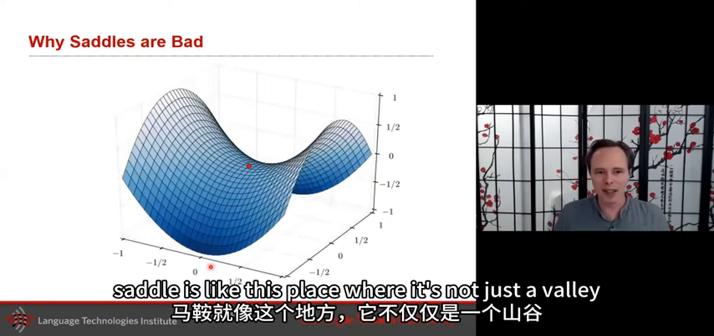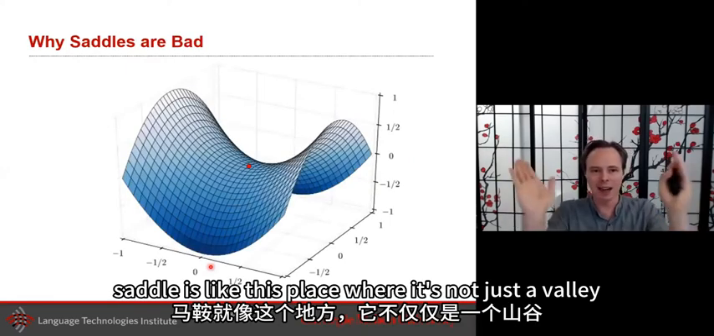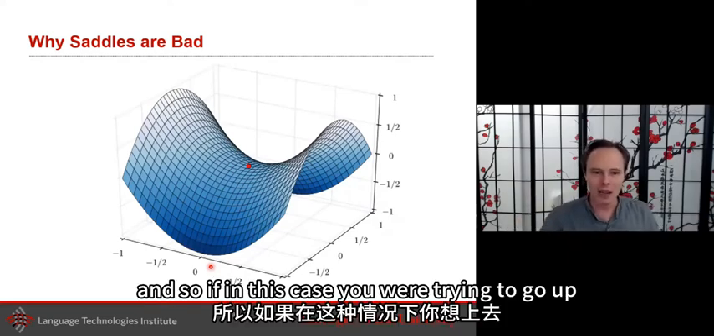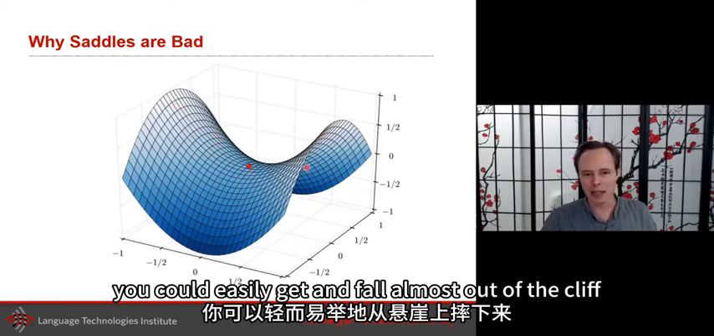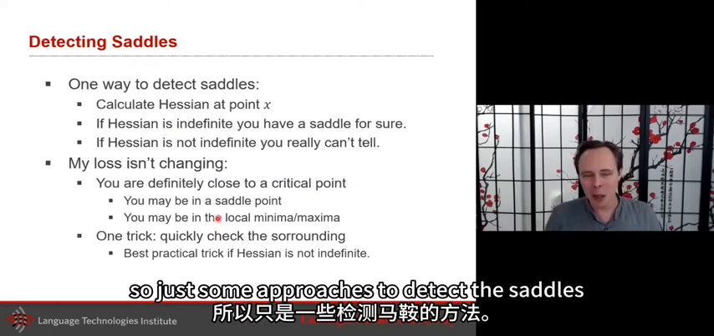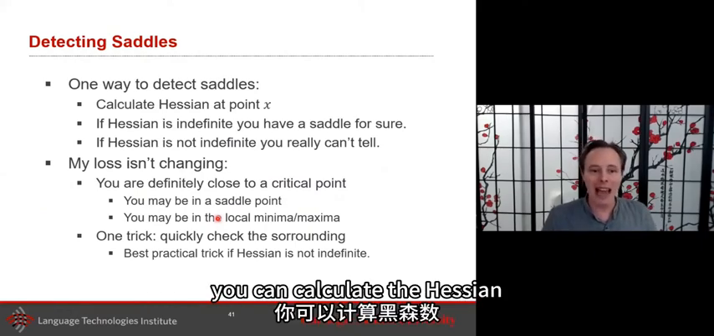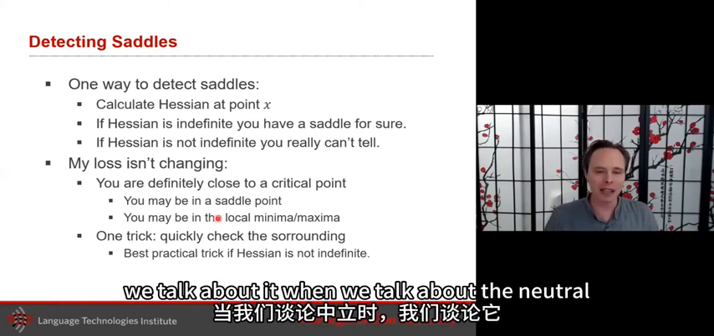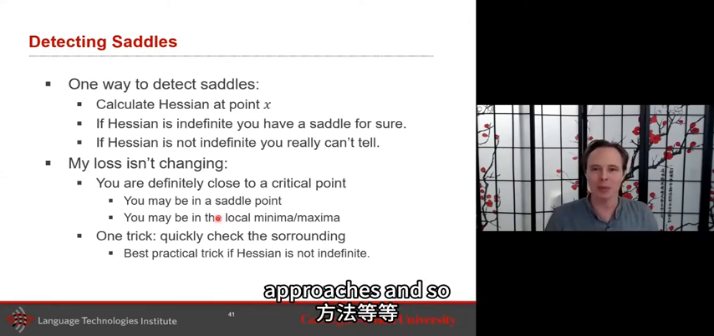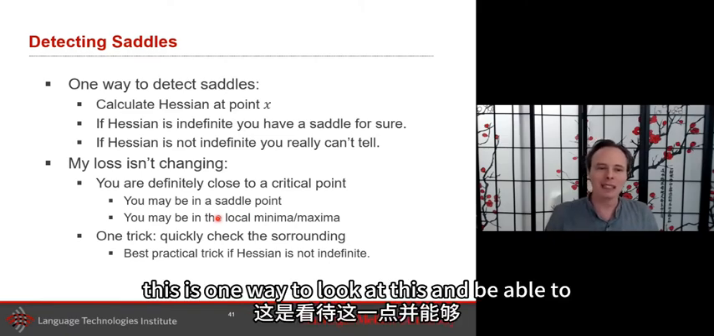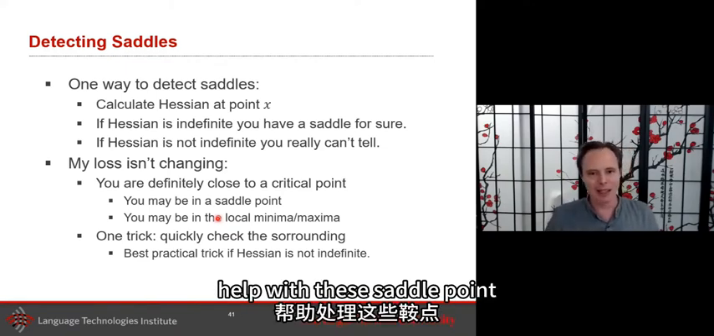And so a saddle is like this place where it's not just a valley, it also goes down. And so if in this case you were trying to go up, you could easily fall almost out of the cliff. So, some approaches to detect the saddles: you can calculate the Hessian. We talk about it when we talk about the Newton approaches. And so this is one way to look at this and help with these saddle points.